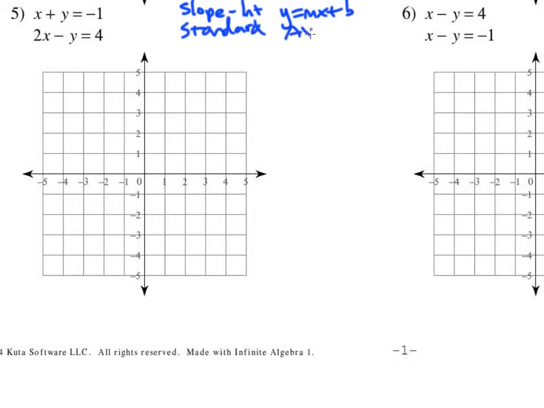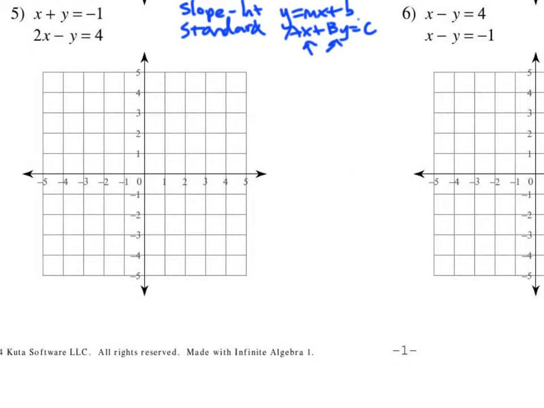Standard form, ax plus by equals c. All right, so remember, slope-intercept form, y is by itself, and then we're going to begin and move. Standard form, x and y are together, and that's when we find the x and y intercepts. So let's see what we have here.